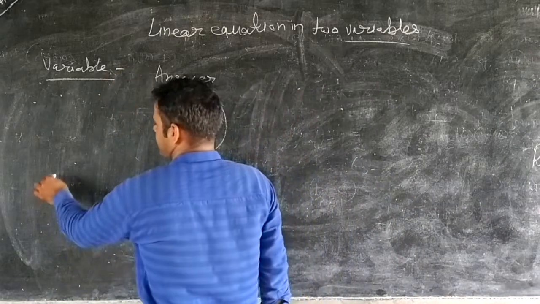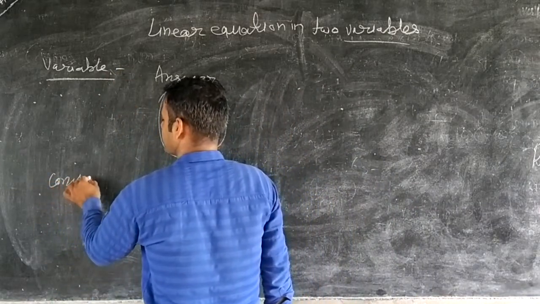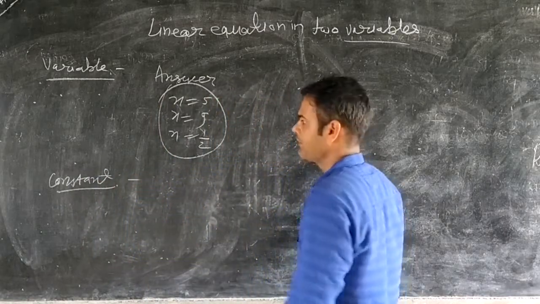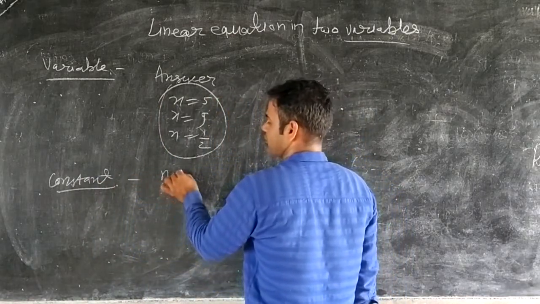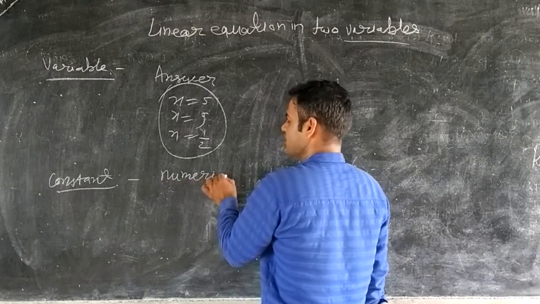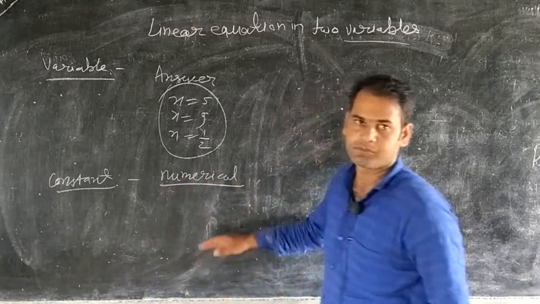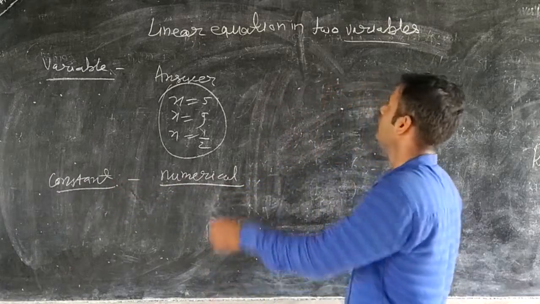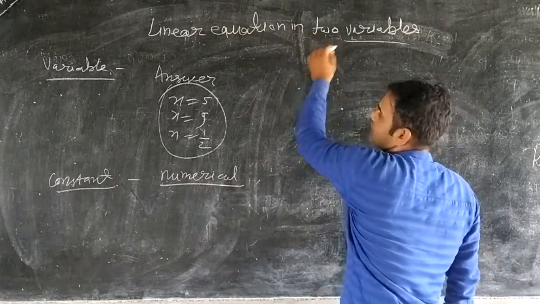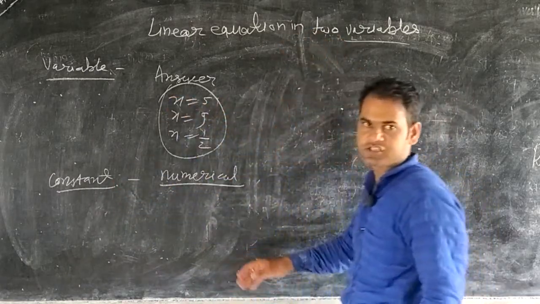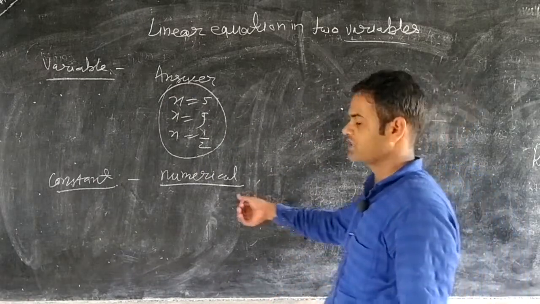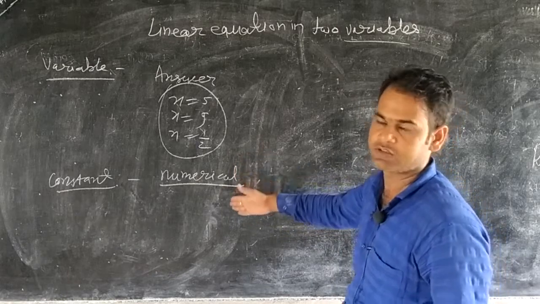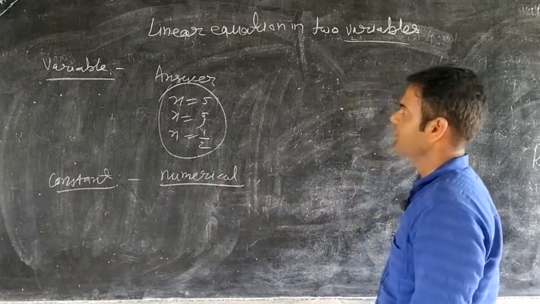And another quantity is the constant. What is a constant? A constant is a quantity whose value is fixed in mathematics. All the numerical numbers are constants because their value is fixed and never changes. So what is a variable? A variable is a quantity whose value is not fixed. A constant is a quantity whose value is fixed, known as numerical.